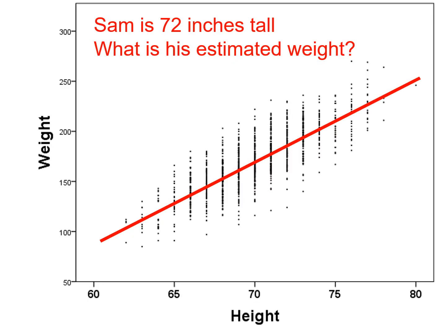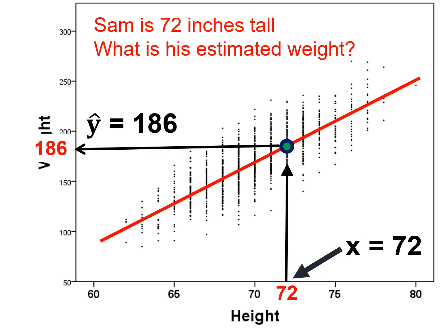But just for fun, we can also estimate Sam's weight by using the scatter plot. And here's our regression line. Here, x is equal to 72, Sam's height. Here is the prediction point. Here's the y coordinate, 186, the predicted value of y.